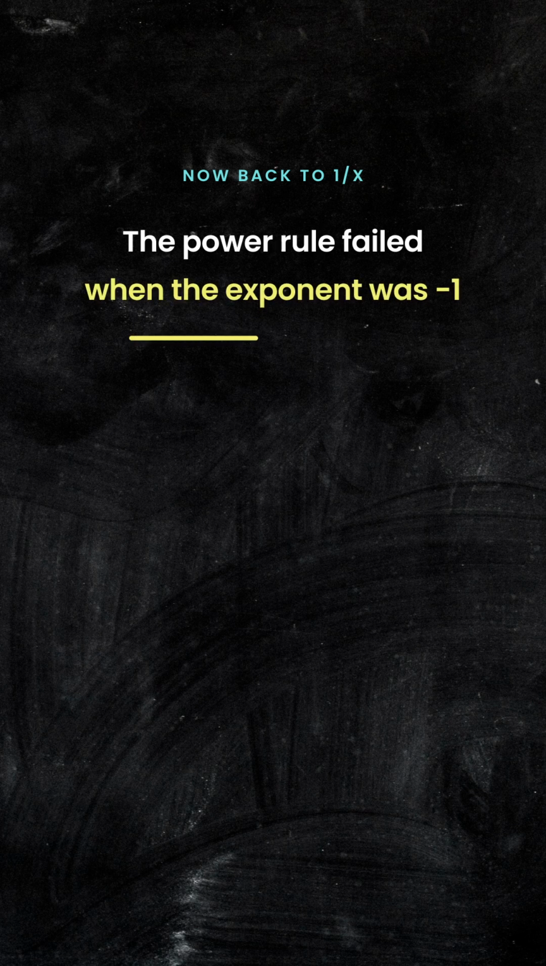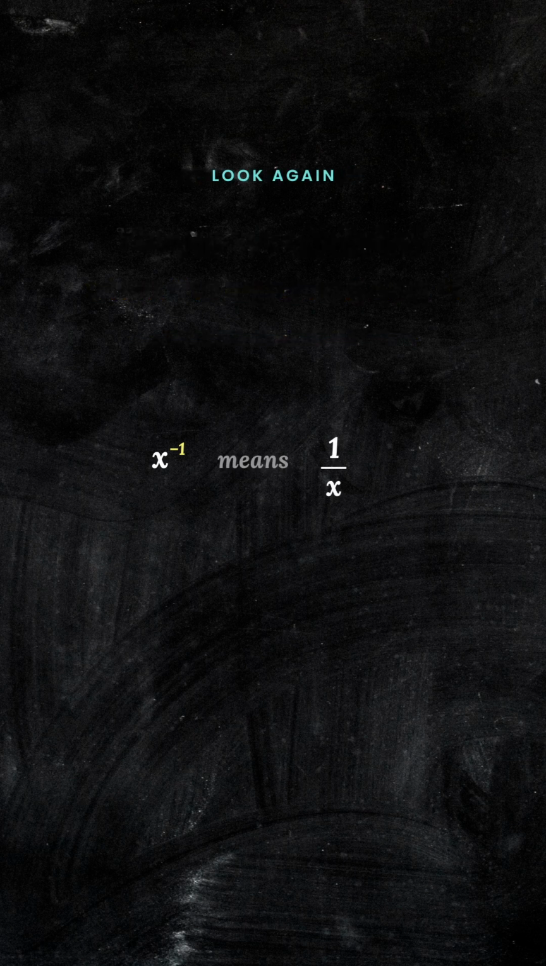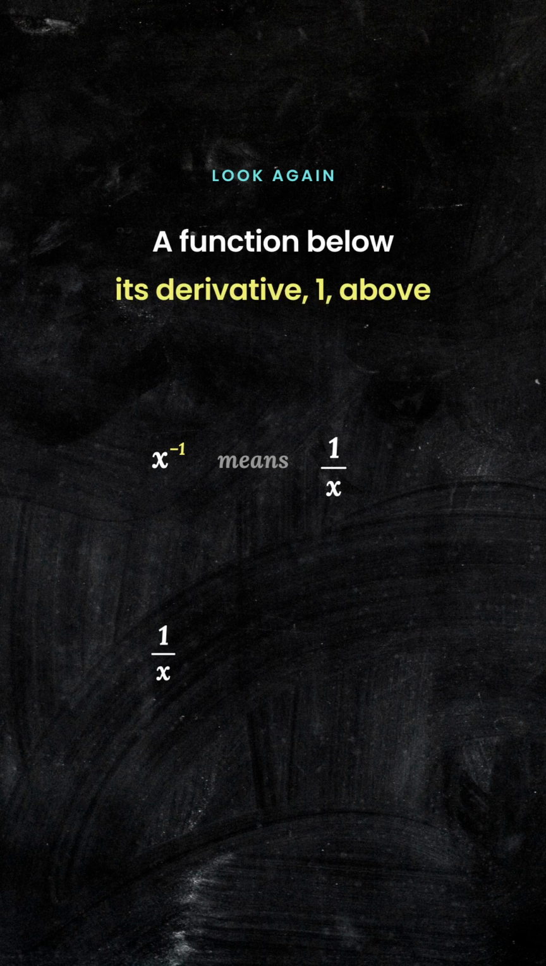Now we want to return to 1 over x. Remember the power rule, we said it doesn't apply if the exponent is -1. What does x to the power of -1 mean? It means 1 over x. We can now look at it with the rule we just learned. We have here a function and here its derivative, 1. So immediately we take the function and say ln of the absolute value of x plus the constant c.